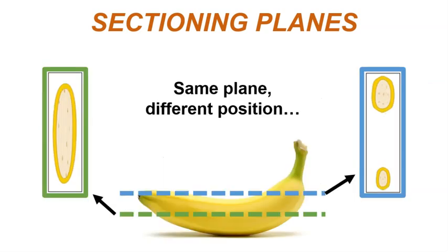Or the same sectioning plane can give us two different views if that plane is shifted. The green and blue planes give us two different views depending on where that plane is shifted to. So keep in mind that when we are examining diagrams that are constructed from CT or MRI images of the body, we are viewing only a small piece of a three-dimensional object from one specific viewpoint.